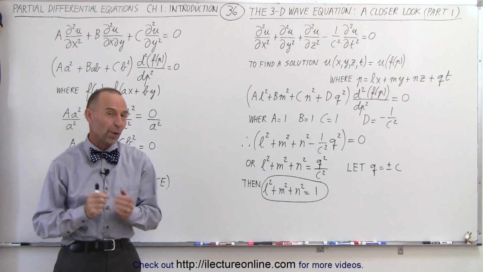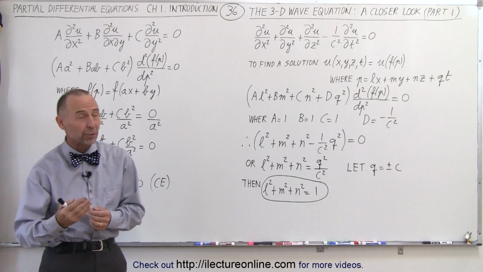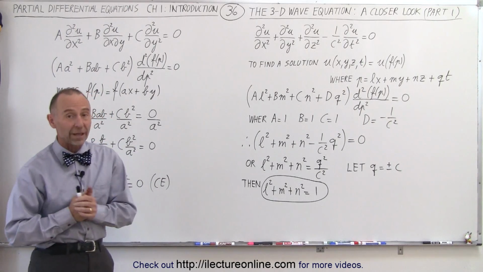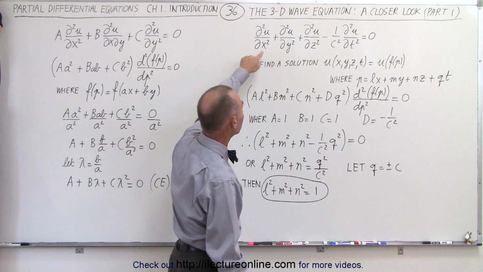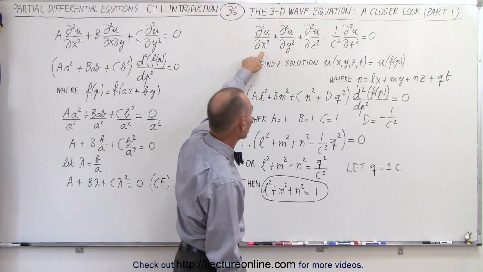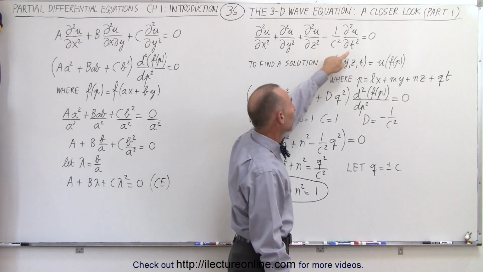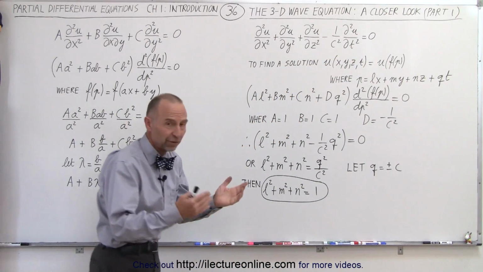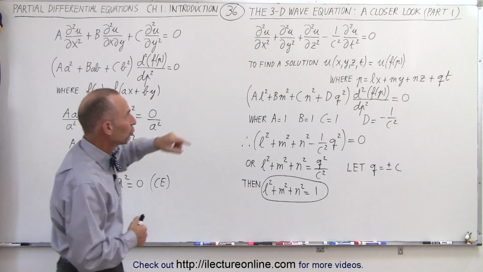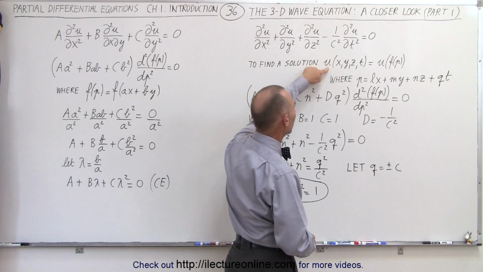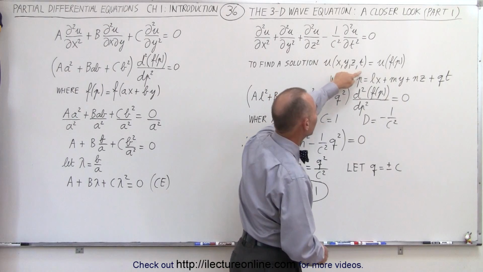Now let's take a look at the wave equation, but not the 1D wave equation, the 3D wave equation. Here's the general form of that equation. Instead of only depending upon the x direction, it will also depend on the y and z directions, as well as time. The rest of it looks exactly the same as the 1D equation. Now we're trying to find the solution for that equation. We'll call it u, which is a function of x, y, z, and t.